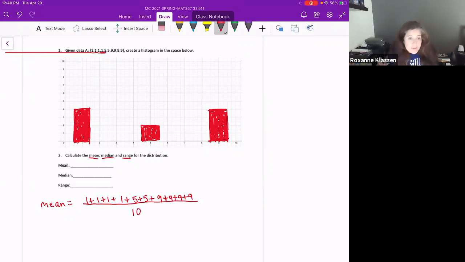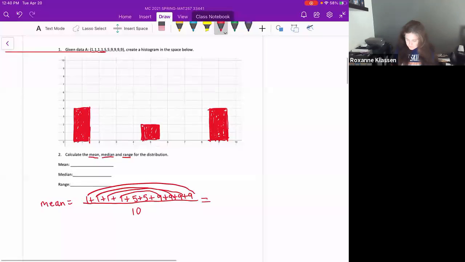I could use all my strategies that I learned in Math 256, and I don't even have to pick up my calculator. Do you notice here, I have a 9 and a 1, and a 9 and a 1, and a 9 and a 1, and a 9 and a 1. So that's 10, 20, 30, 40, and then 2 5s is 50. So do you agree that this is 50 divided by 10? And I know what 50 divided by 10 is. It's 5.